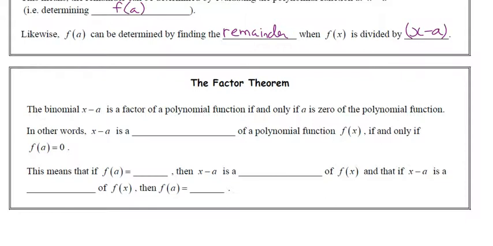Factor theorem. So that's the remainder theorem, right? It says there's 2 ways to get the remainder. One is by dividing, but that's a pain. We don't like to do that. The other is by substituting in the value of a when the divisor is in the form x minus a.